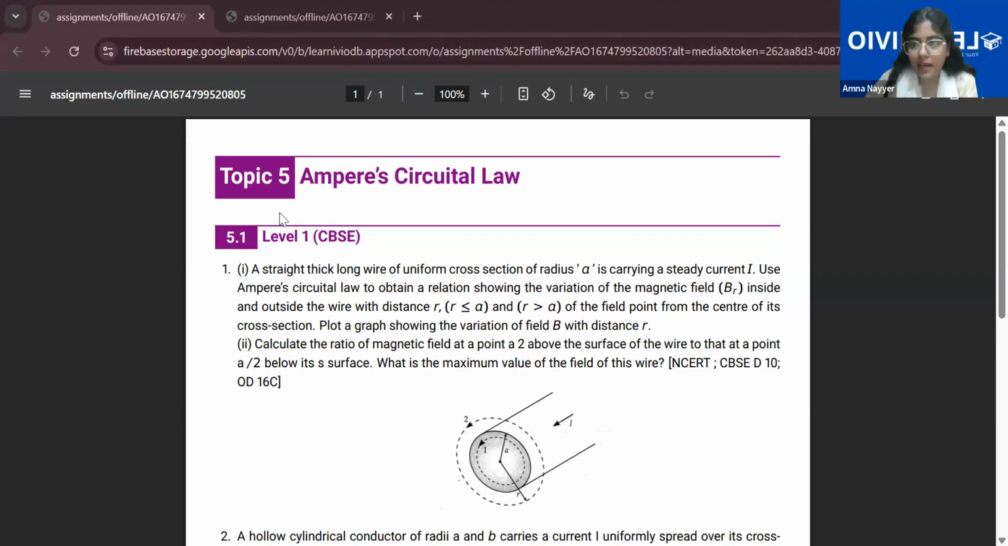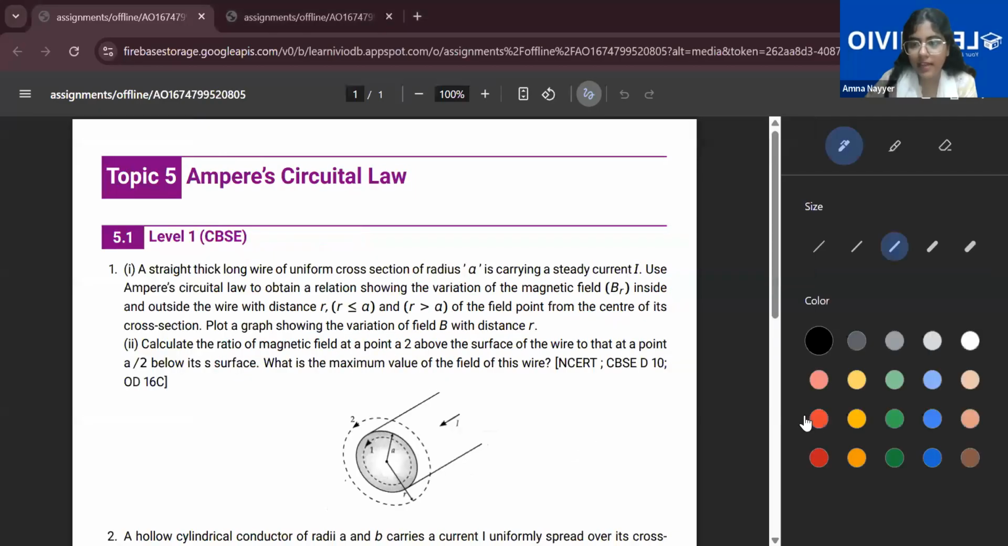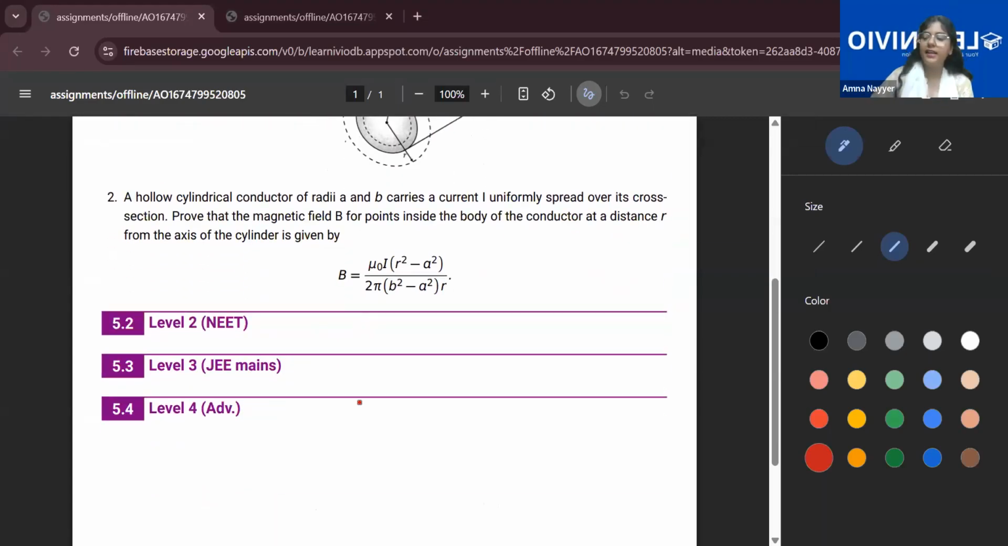All right, let us start with this assignment. The second question you were having a little trouble in, right? The first question was what we've already completed in the class itself. The second question is exactly similar to that. It's just that since it is hollow, the radius that we are getting is not just R or A, because it's a concentric cylinder, right?